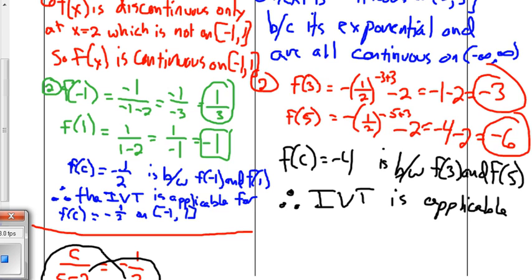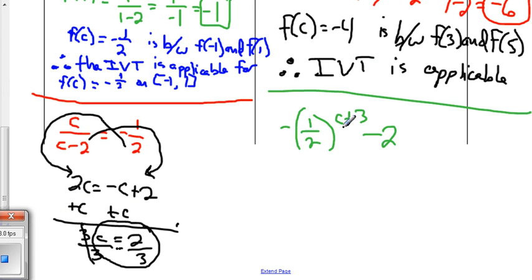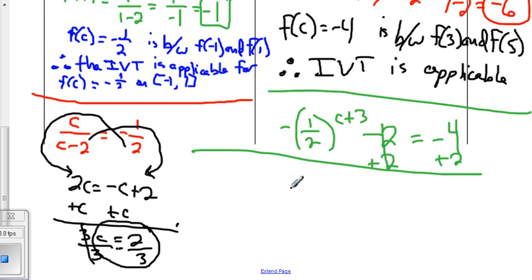Every place we saw the original function, we substituted in c for x. And we're going to set it equal to negative 4, because we're saying f(c) equals negative 4. So now we want to solve this. How do I do this? I first undo subtracting 2 by adding 2. So I end up with this. And now how do I undo multiplying by negative 1? We're going to divide both sides by negative 1, so it's going to make that positive.